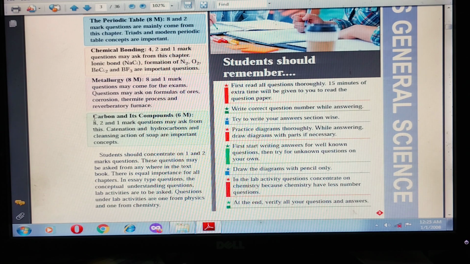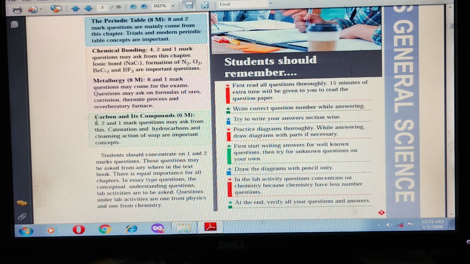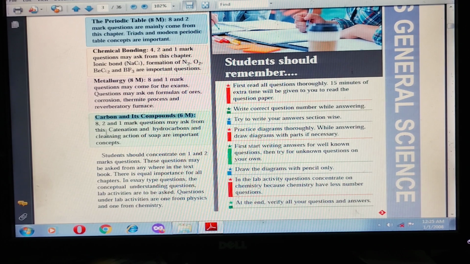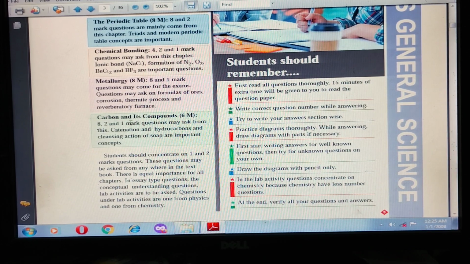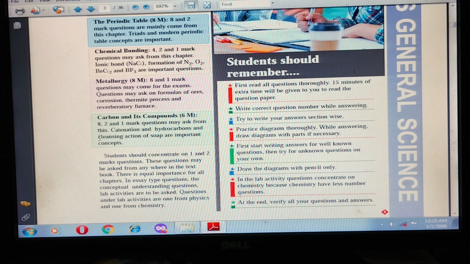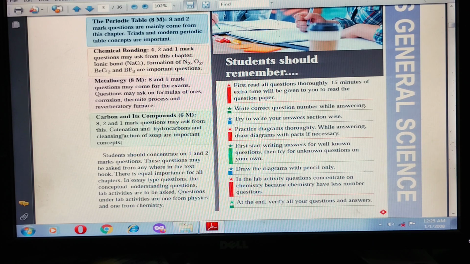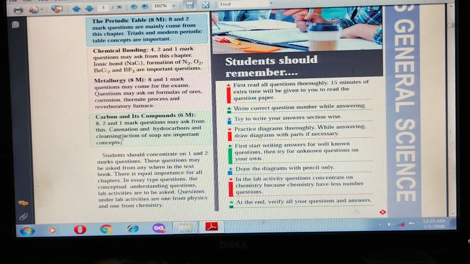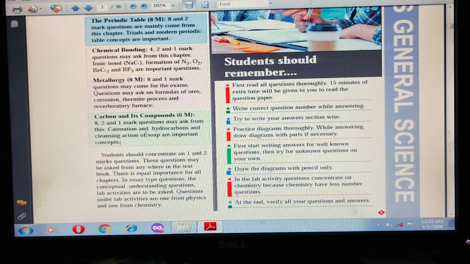And the last concept in chemistry is carbon and its compounds. 6 marks may come, but in the pre-final examination they gave only 1 mark, so don't consider that it is not important. In intermediate also you are going to face these concepts: chemical bonding, carbon and its compounds. So students are requested to focus on catenation definition, hydrocarbons, and cleansing action of soap. Cleansing action of soap is very important. Students should practice the soap molecule, which contains two ends, the hydrophilic end and the hydrophobic end. It's very easy, so students should focus on these concepts.